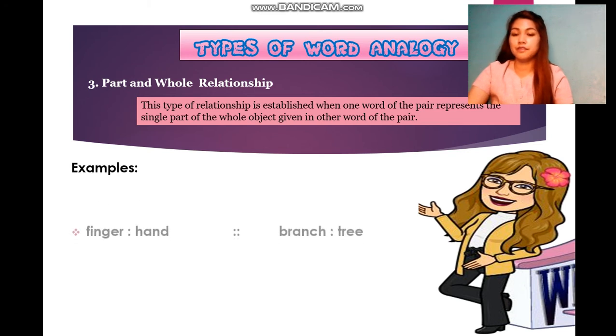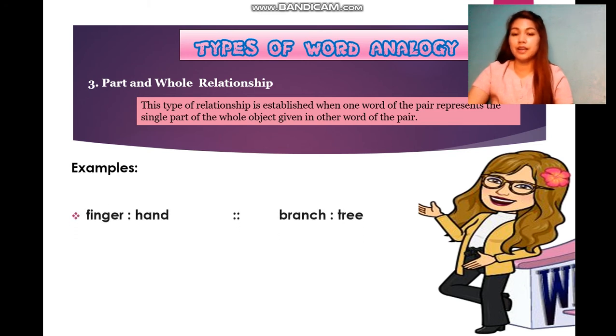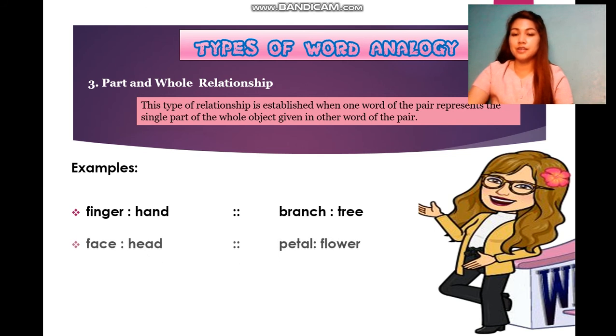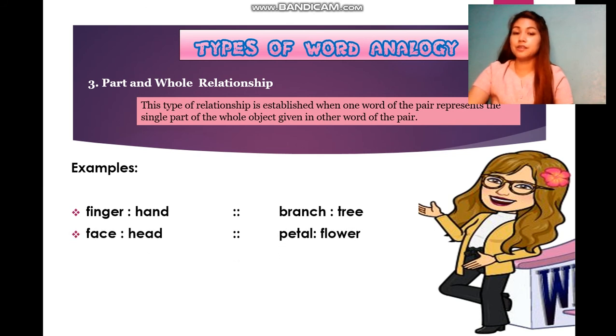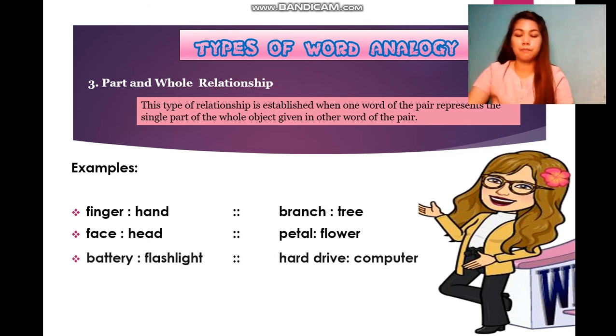Examples. Finger is to hand as branch is to tree. Face is a part of the head and a petal is a part of the flower. Battery is to flashlight as hard drive is to computer.